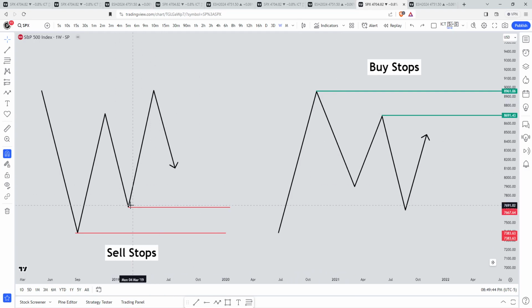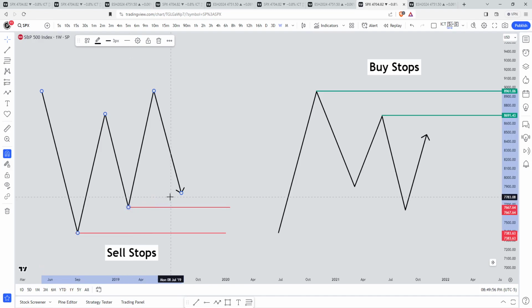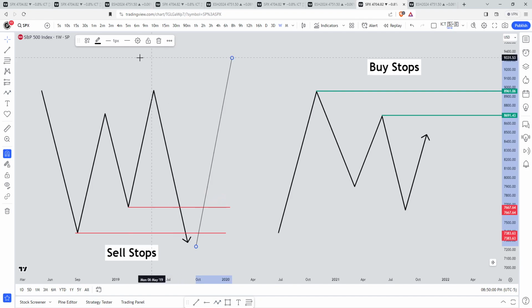Sell side liquidity is below old lows. Buy side liquidity is above old highs. So smart money likes to target these old lows and engineer these old lows so retail traders put their stop losses beneath them. Then they like to target it before taking price to a level where they can exit that long position that they got in.